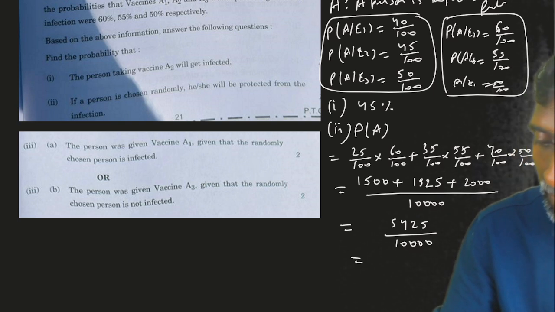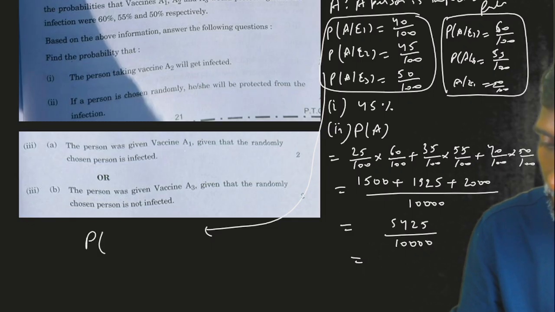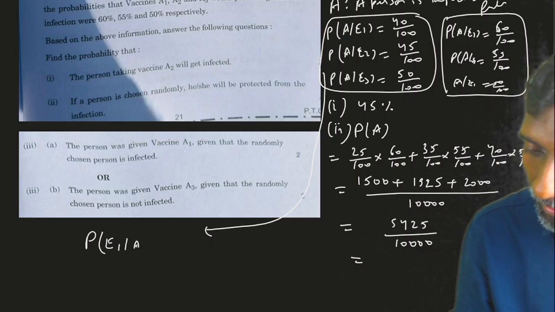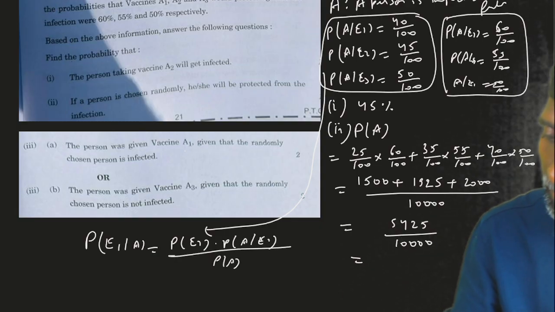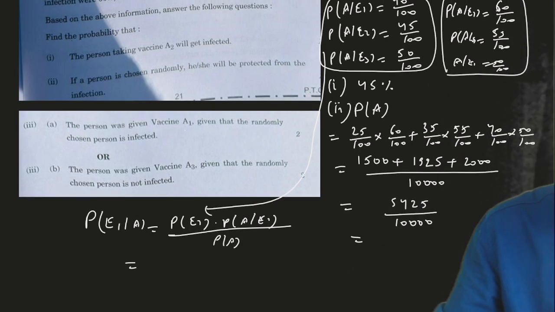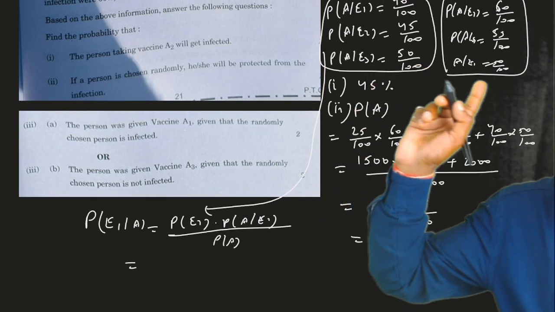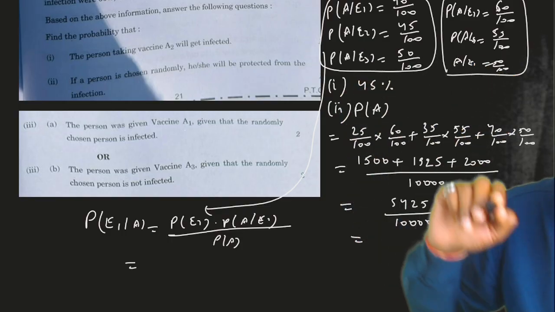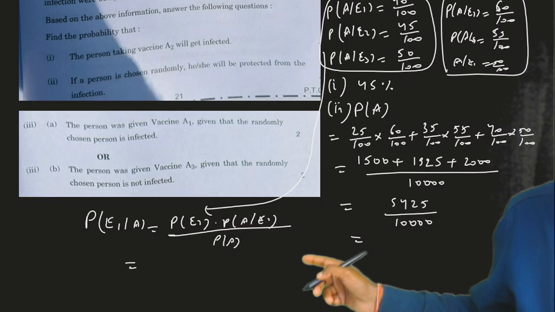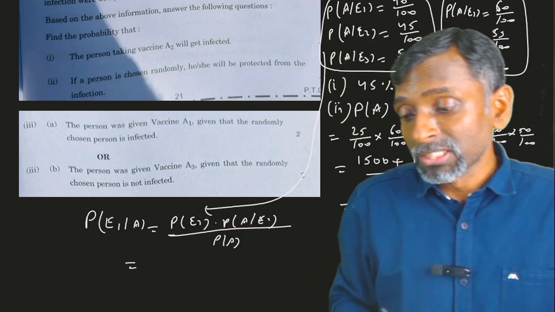Now what is the third part? The person was given vaccine A1 given that he is infected. So we can use this idea in the third one, and we can use the Bayes theorem. So probability of E1 by A, we need to find. So it is probability of E1 multiply probability of A by E1 divided by the total probability. So in this total probability, we need to use this concept, not this one. This is for protected, and this is for infected. So we can use this formula to get the answer, use the Bayes theorem into this, right? Okay, so that was the last question of the probability.